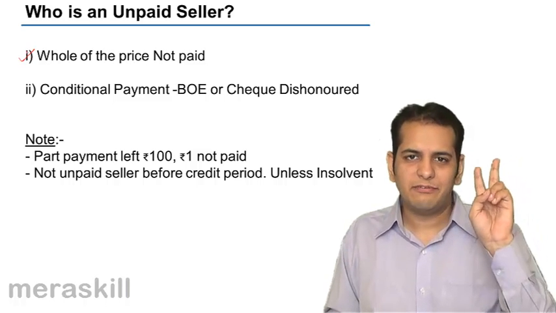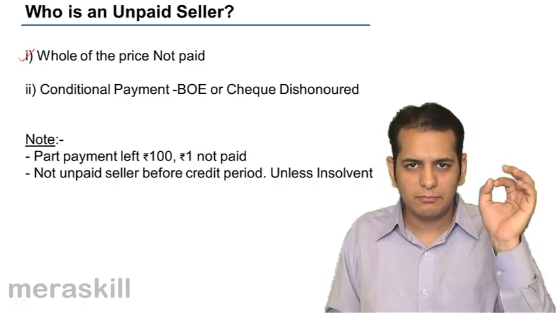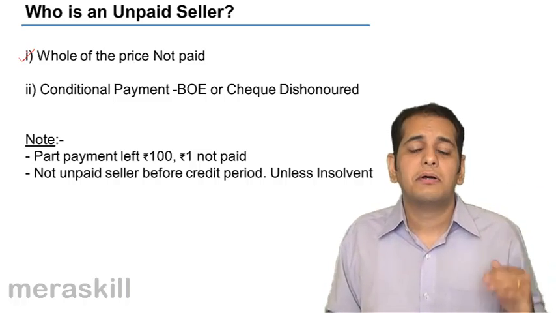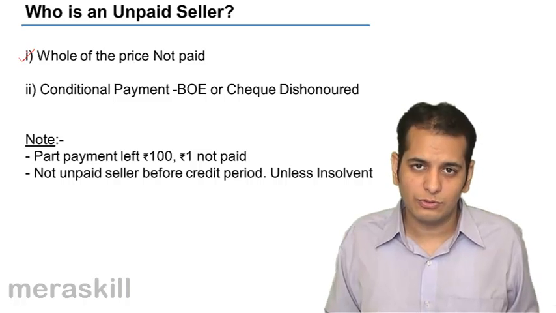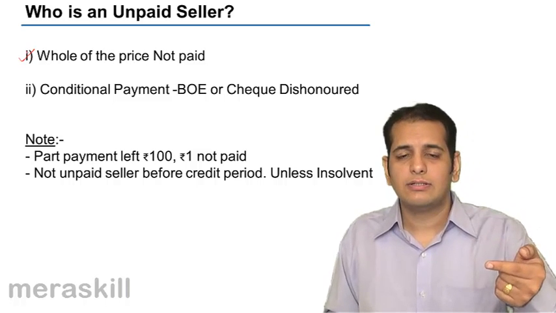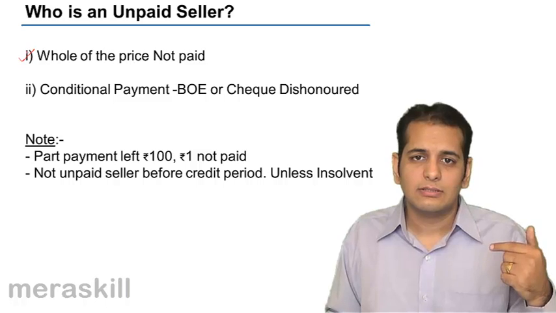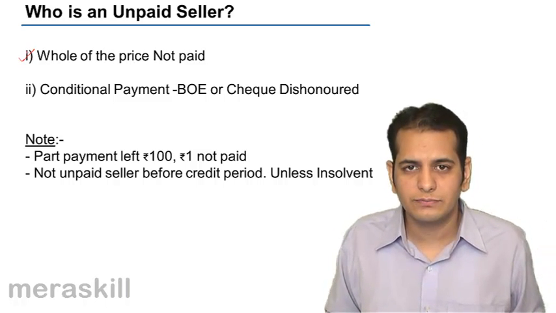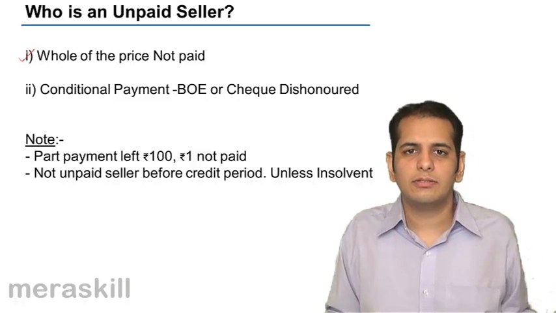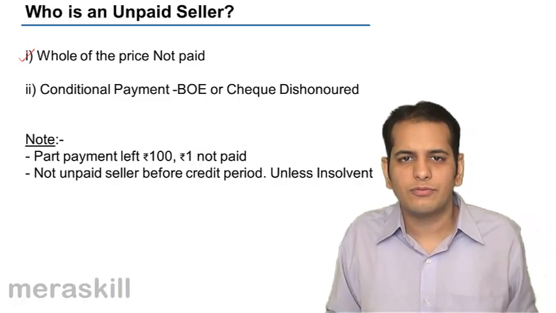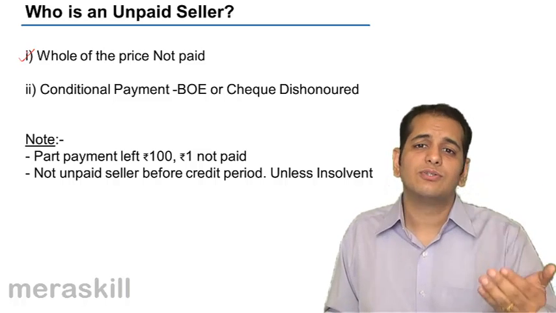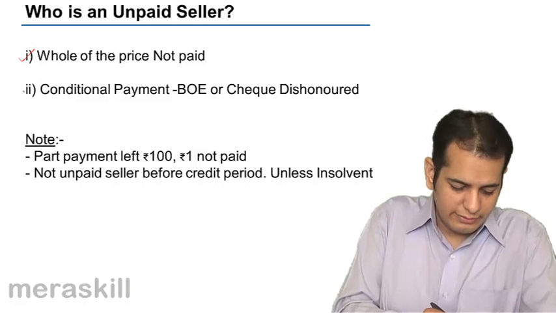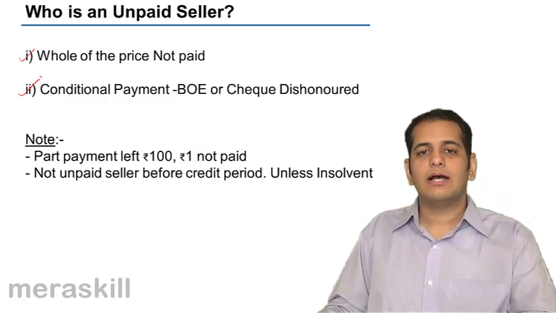So the definition has two things. An unpaid seller is a person, he is a seller who has not got money for his goods. Now the two things are: first, if the transaction is not on account of negotiable instruments, then he's not got the amount. If it is on account of negotiable instrument, such a negotiable instrument has got dishonored. So this is the definition of an unpaid seller.